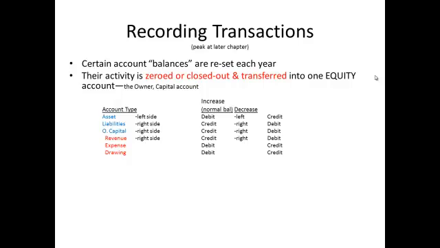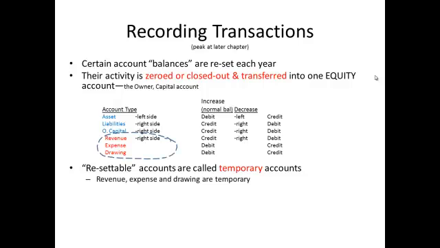So to summarize, certain account balances are reset each year. I've shown these in red: revenue, expense, and drawing. Their activity is zeroed out or closed out and transferred into the equity account, the owner capital account. These resettable accounts are called temporary accounts. Because the revenue, expense, and drawings do their job during the current year, we want those reset to zero so they can remeasure items in the next fiscal year. The remeasurement is done anew each year, and therefore we close them out right at year end. So at the beginning of the year, they're all at zero to measure revenue, expense, and drawings of the next fiscal period.